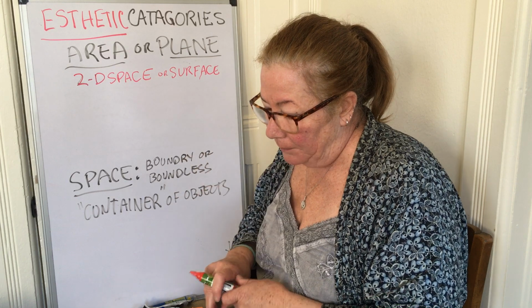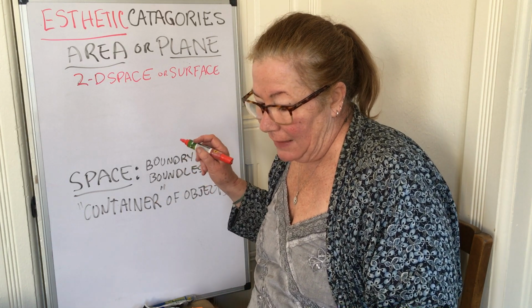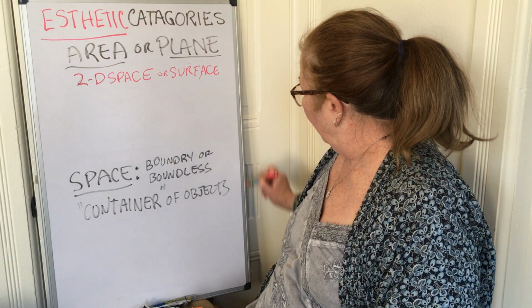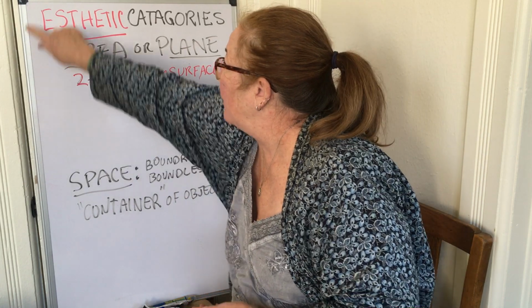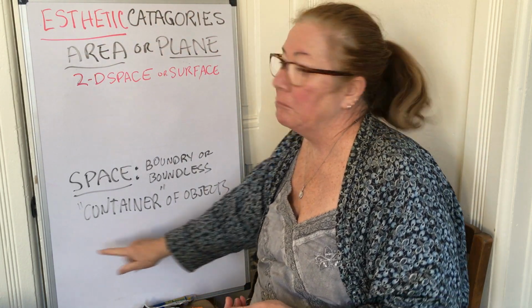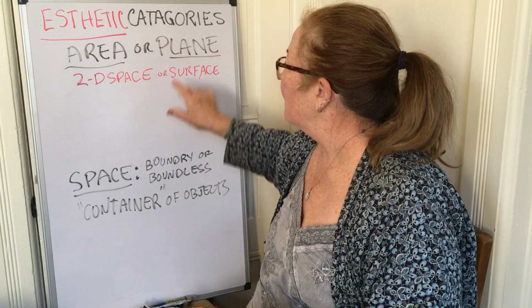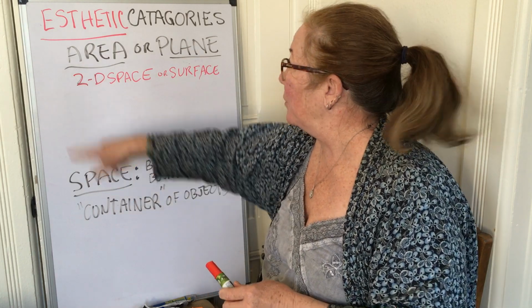Okay, an area is a plane or a surface that is bounded, often by a frame. So here we've got a frame. So this is an area that's bounded by a frame, right? So it's flat, so it is a plane, okay? But it's not an infinite plane, right? It's bounded, it has a boundary.